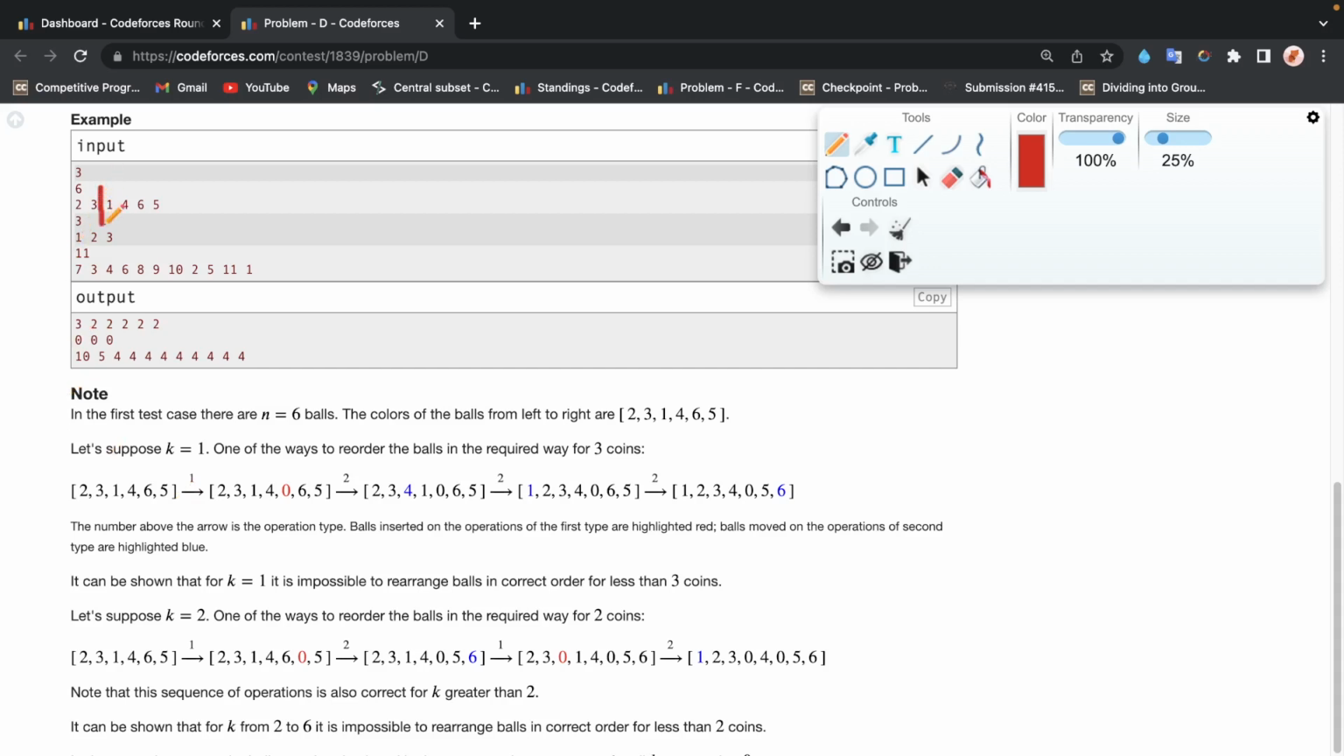So this does not move balls front, back.